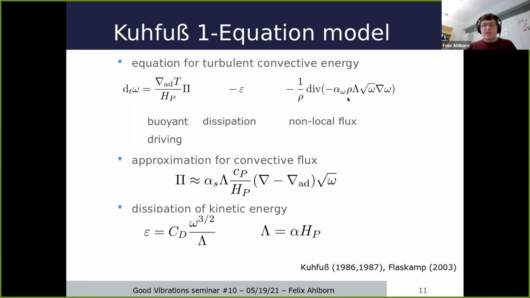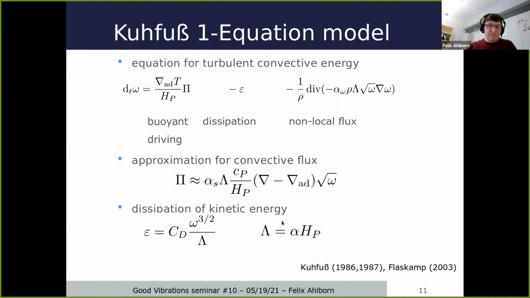And then finally, the third term on the right-hand side is what is called the non-local flux term. This term arises from the nonlinear terms in the Navier-Stokes equations. And this is also a model. If you look closely, this looks like a diffusion term. There is the gradient of the convective energy, and in front of that there is something which looks like a diffusion coefficient.